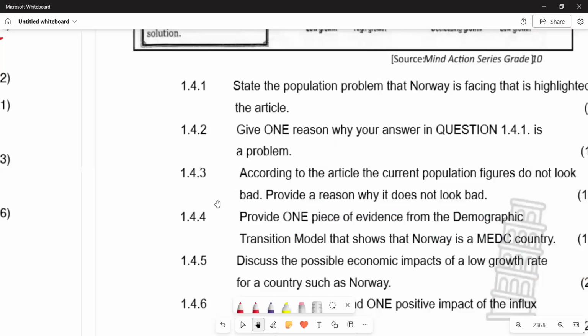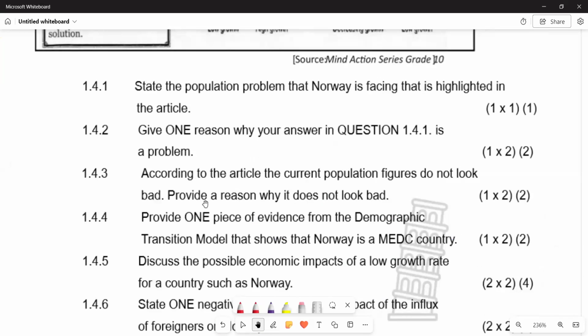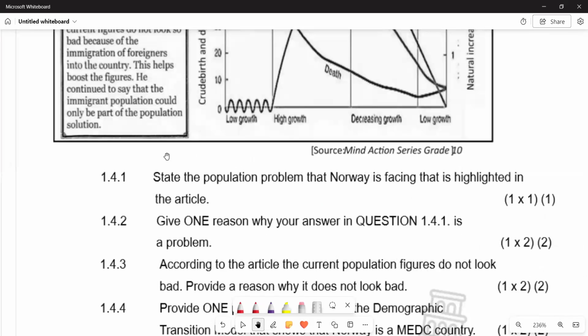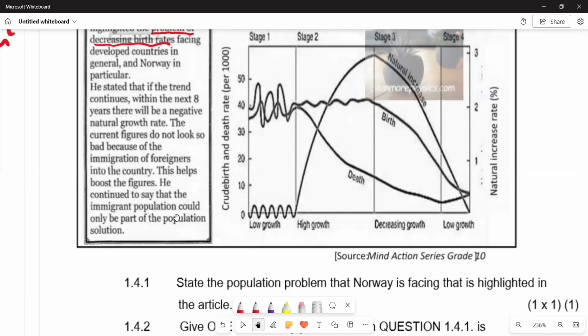Now, 1.4.3 says, according to the article, the current population figures do not look bad. Provide a reason why it does not look bad. So if you go to the article, that's where we are going to identify why it does not look so bad. It's being stated here that the current figures do not look so bad because of the immigration of foreigners into the country. So this is why it's not looking so bad, because there are some people coming from other countries that are closing the gap of the decreasing birth rate.